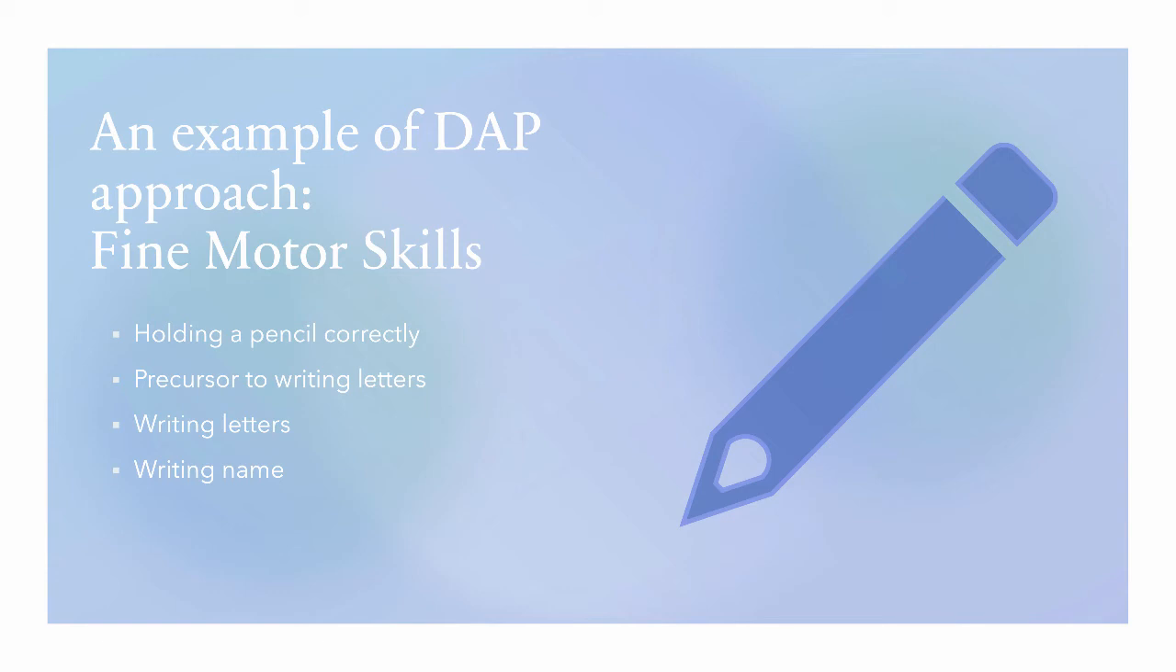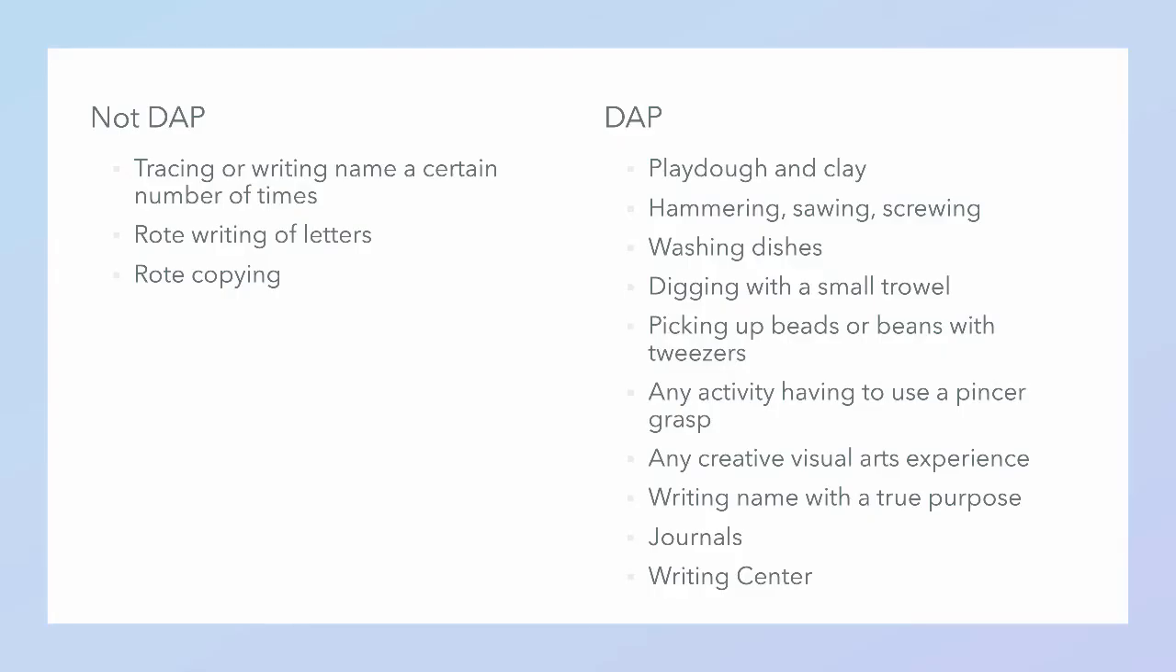And yet we have to think about what are those precursors to being able to do those things, and how do we encourage that? Do we do that with worksheets? Do we teach a child to cut with scissors by cutting out lines and zigzags and circles? Is that how we do this? Well, do any of those address those 9 principles? Not DAP would be tracing or writing your name a certain number of times. Not developmentally appropriate would be rote writing of letters or rote copying of letters or shapes.